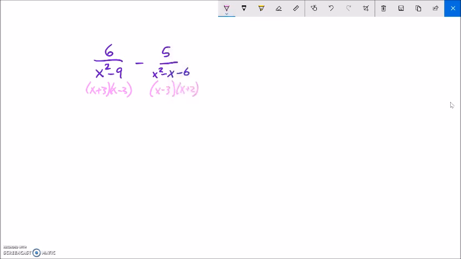So that means that they both have an x minus 3. So I don't need to add that to either of them. But this one has an x plus 2 and this one doesn't. So I'm going to multiply this fraction by that version of 1, x plus 2 over x plus 2. And then this one, notice, has an x plus 3, but this one doesn't. So I'm going to multiply this one by that version of 1, x plus 3 over x plus 3. And notice I'm thinking of this as the denominator instead of that.